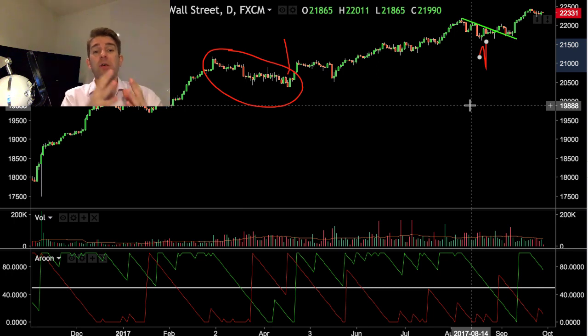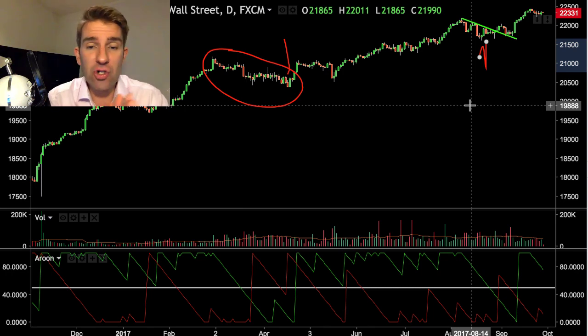So that's the Aroon indicator, guys. I learned a little bit from this, I hope you did too. Maybe you can use it in your trading if you think it's quite interesting.